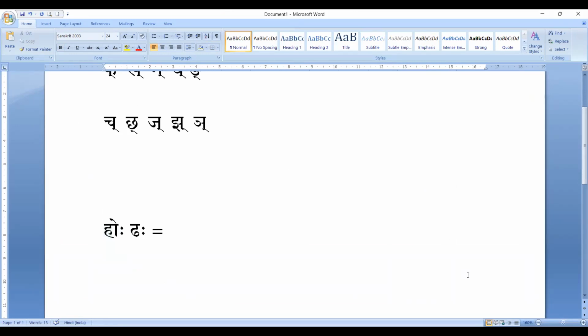Visarga is there, right? Followed by what letter? Dakara. In the place of Visarga, what was there before? Ru. Ru is nothing but Sakara. Okay, again back. Then Dakara follows. What will happen then? Sakara, Dakara. Will not Shutva Sandhi happen?